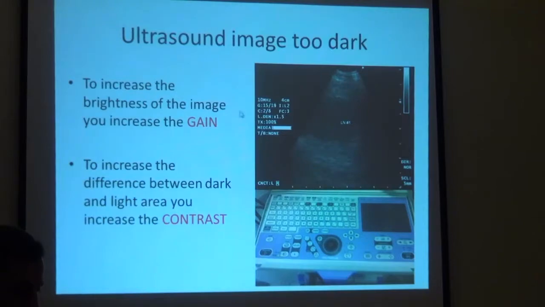So this is too dark. If you increase the gain, then all of it will become a bit whiter. And if you increase the contrast, then the white will become whiter and the black will become darker. So these are quite helpful at seeing the border better.